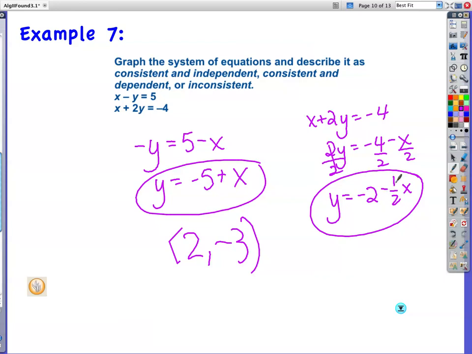That means I have one solution. Oh, I guess I missed the point of this. I found the solution, but what is it? This is going to be consistent and independent because I've got one graph going one way, the other graph going the other way, and there's my intersection.